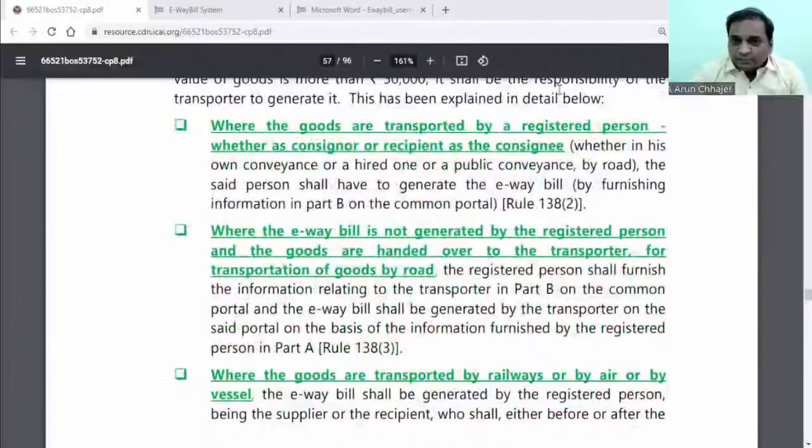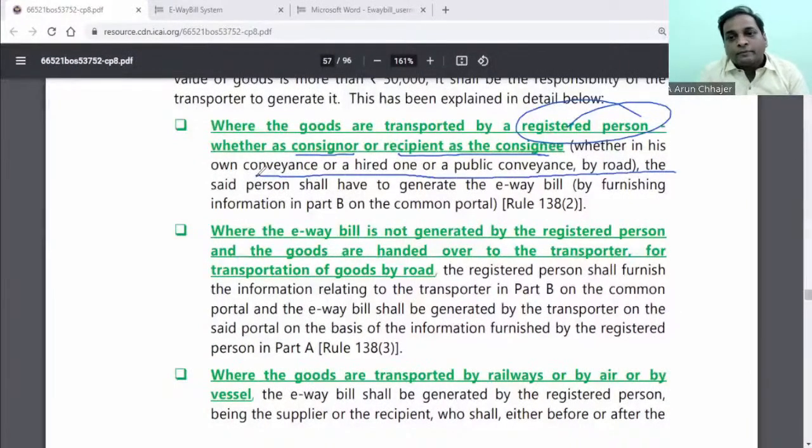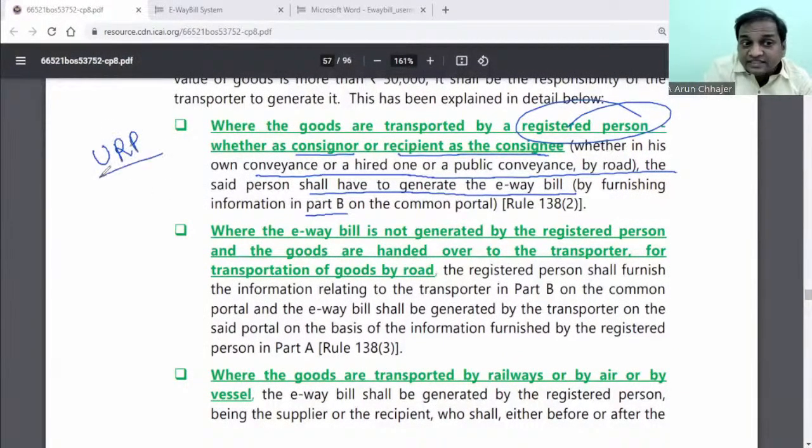Where the goods are transported by a registered person, whether as a consignor or as a recipient, the consignee, in his own conveyance or hired or public conveyance by road, the said person shall have to generate the e-way bill by furnishing the information in part B on the common portal. Again, I am repeating, even an unregistered person can generate the e-way bill. A registered person can generate the e-way bill, and an unregistered person can also generate it. Even an unregistered transporter can generate the e-way bill.